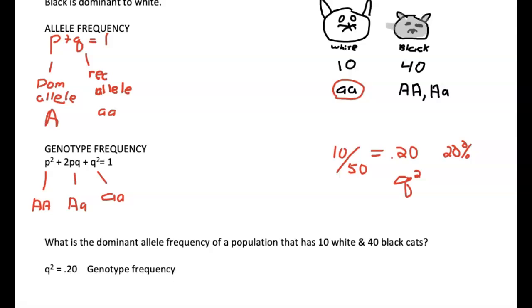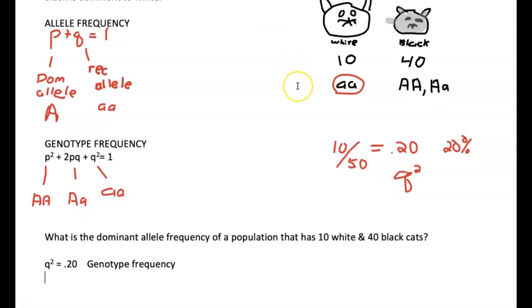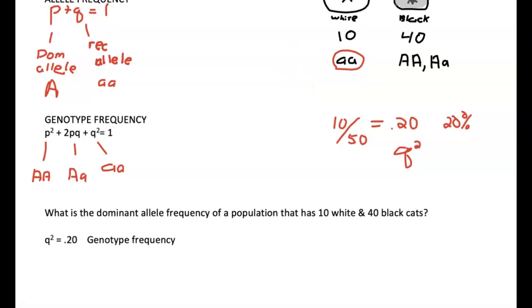Well, if q squared is a genotype, hopefully you guys remember algebra. The square root of q squared equals q, the allele frequency.